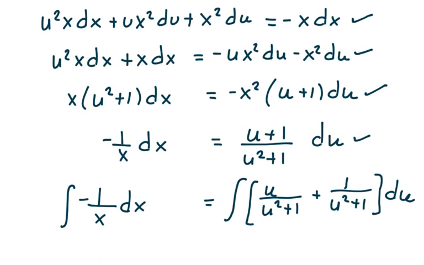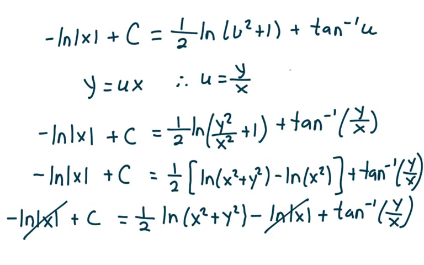Then rewriting, we get -1 over x dx is equal to u plus 1 over u squared plus 1 du. And so the integral of -1 over x dx is equal to the integral of u over u squared plus 1 plus 1 over u squared plus 1 du. I just split up the fraction on the right-hand side. So negative natural log of the absolute value of x plus c is equal to 1/2 the natural log of u squared plus 1 plus arctangent of u.